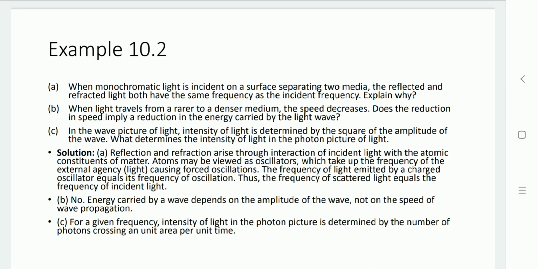Third, in the wave picture of light, the intensity of light is determined by the square of the amplitude of the wave. What determines the intensity of light in the photon picture of light? For a given frequency, the intensity of light in the photon picture is determined by the number of photons, the density of photons per unit area.